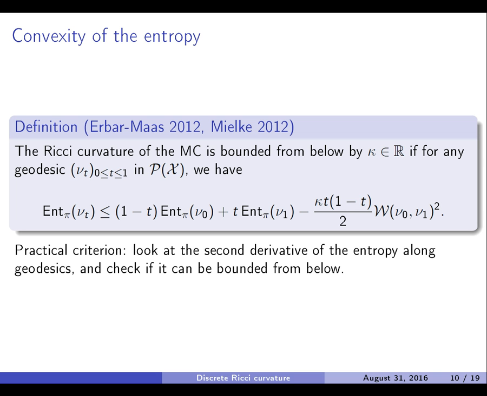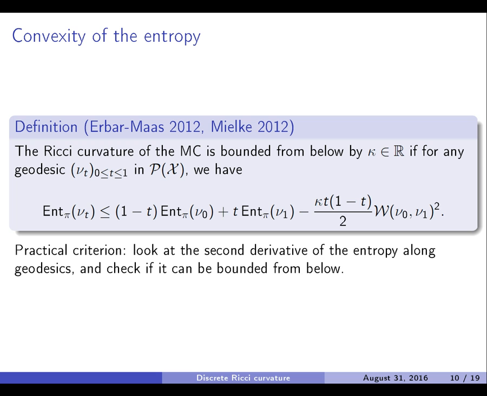Now, as in the continuous setting, the practical criterion to figure out if curvature is bounded from below or not is we can figure out equations for the geodesics. We compute the second derivative of the entropy along these geodesics. We have a certain quantity that pops up. I won't write it down. But the practical criterion is to check if this quantity is bounded from below by some constant to decide whether curvature is bounded from below.